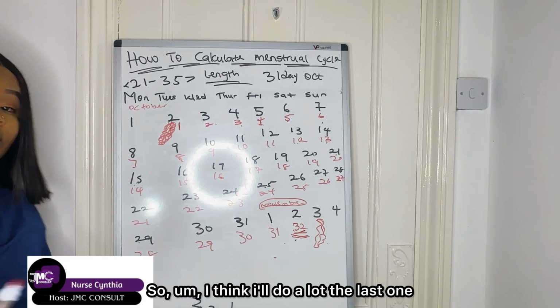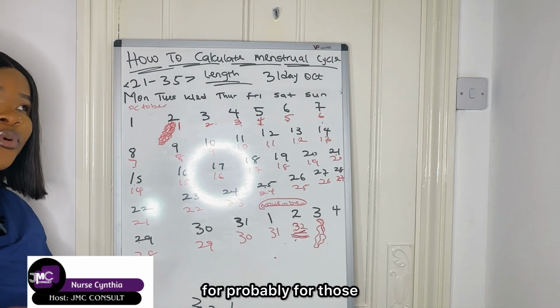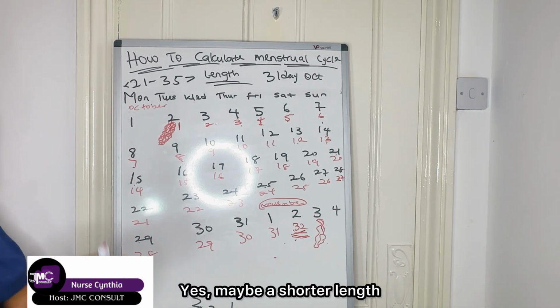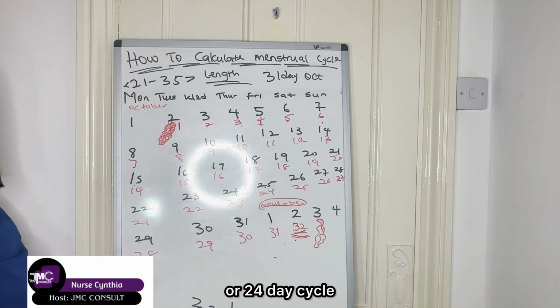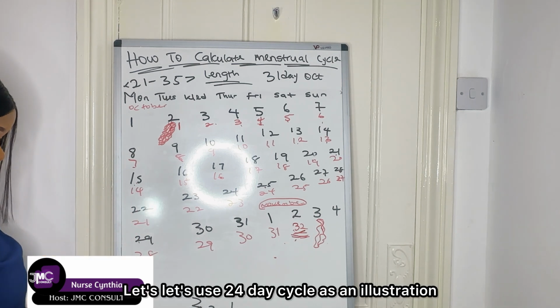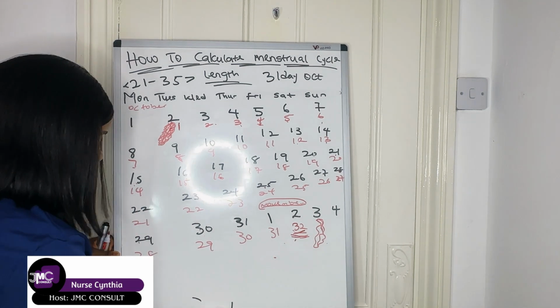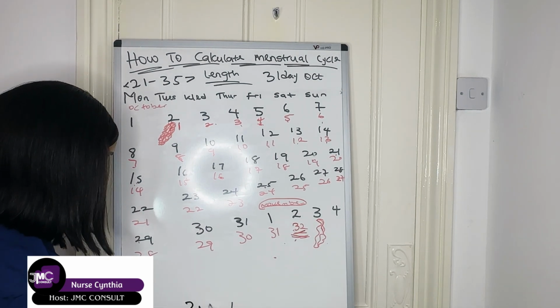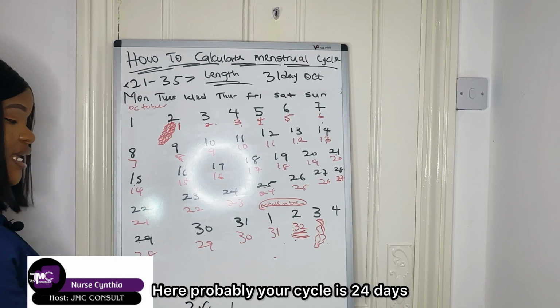So I think I will do the last one for those that are having a 22 days cycle. Yes, maybe a shorter length, or a 24 days cycle. Let's use a 24 days cycle as an illustration. So let me write 24 here. Probably your cycle is 24 days.